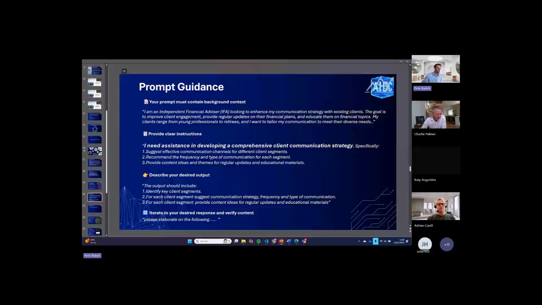So in my case, I'm going to say identify the key client segments. I want, for each client, a communication strategy, a frequency, a type of communication, and content ideas. You will then get an answer back. And then I would always suggest that you iterate on that response. The single answer that you get back the first time is unlikely to be the best one. You will then sort of tune it.